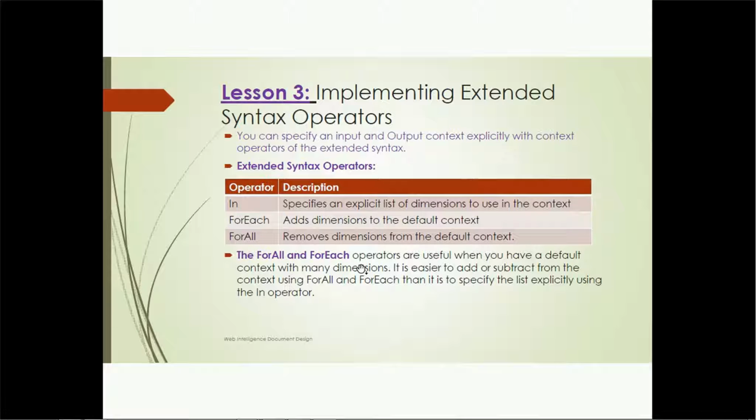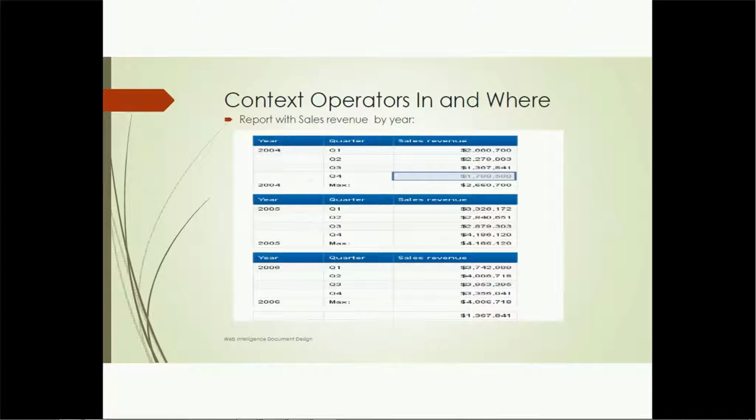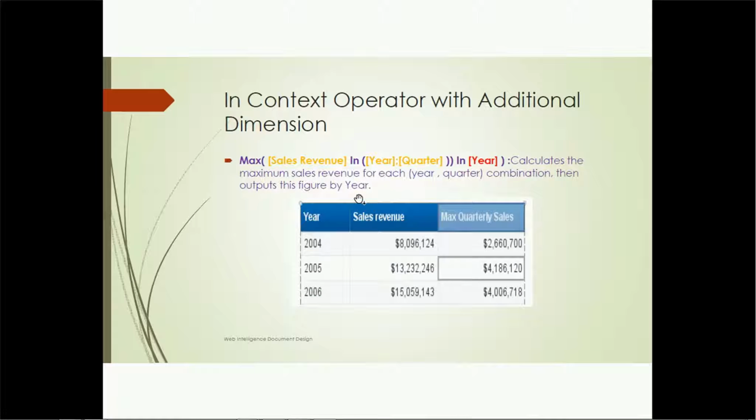The ForAll and ForEach operators are useful when you have a default context with many dimensions. It is easier to add or subtract from the context using ForAll and ForEach than it is to specify the list explicitly using the In operator. Now let's understand these operators with this report. This is the report with the sales revenue by year. It is a break on year, quarter and sales revenue, displaying max on each year.